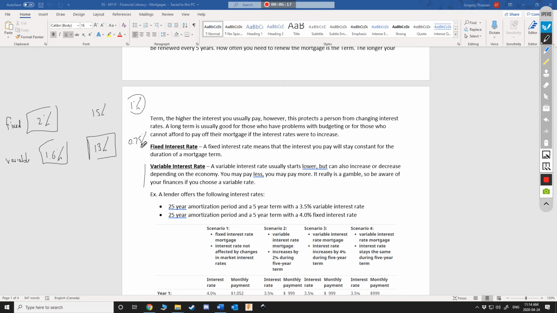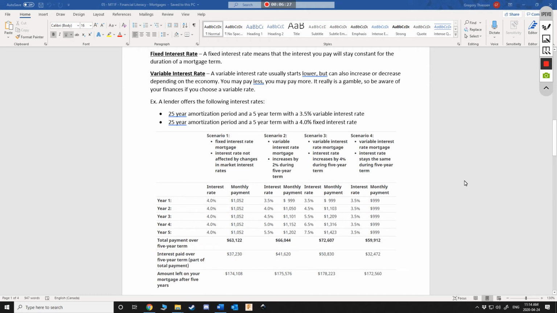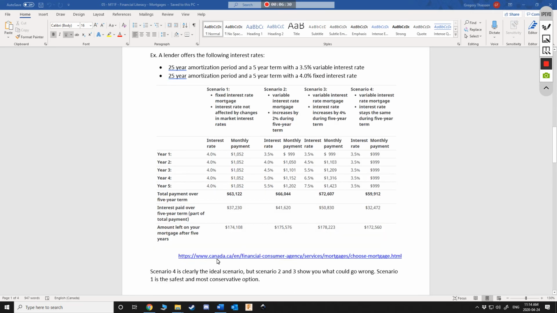So it changes with each year. What happens with interest rates? Does it go up or does it go down? So variable changes. This is just an example I found from the Canada.ca Financial Consumer Agency. It's this website. You can follow the link if you want to, but it gives you some different scenarios saying, okay, if you're charged 4%, and this is for a $300,000 mortgage. I think I forgot to write that down, but this is for a $300,000 mortgage.